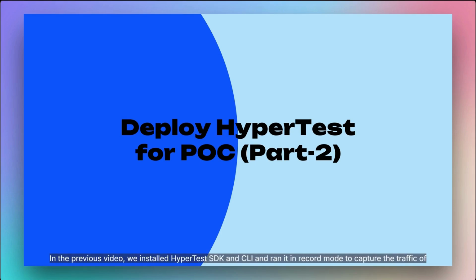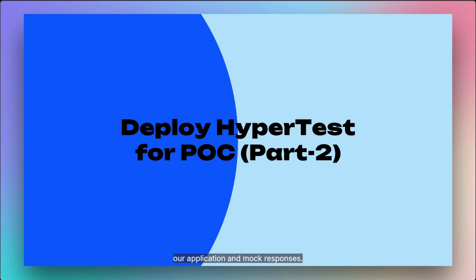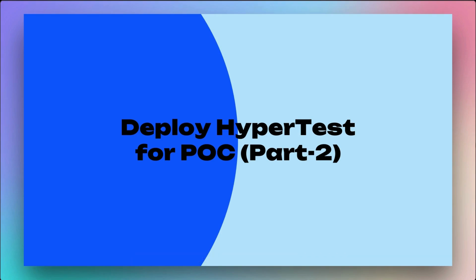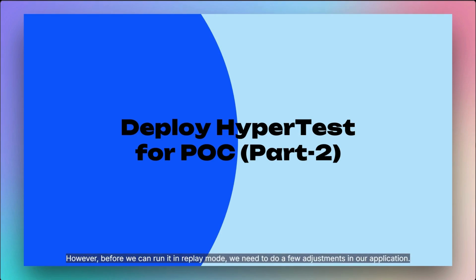In the previous video, we installed HyperTest SDK and CLI and ran it in record mode to capture the traffic of our application and mock responses. Now we will run HyperTest in replay mode and run the same requests, test cases, with the mocks and generating a regression report which can be accessed via the dashboard. However, before we can run it in replay mode, we need to do a few adjustments in our application.